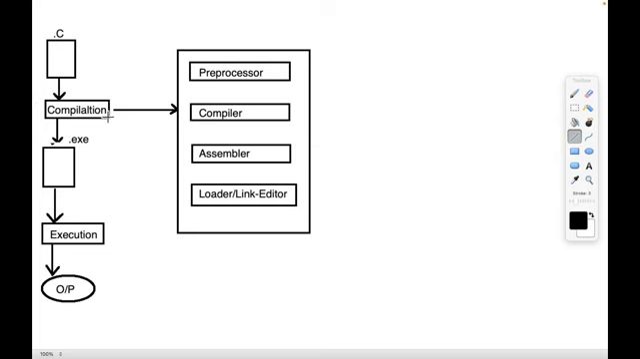So previously we thought compilation was only the compiler. No, compilation comes from four machines. What are the four machines? Preprocessor. Next one is the compiler. Next one is the assembler. Then the loader, link editor. Now I think you understand why I'm giving this structure.